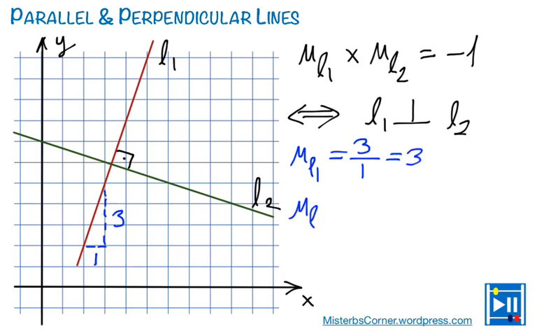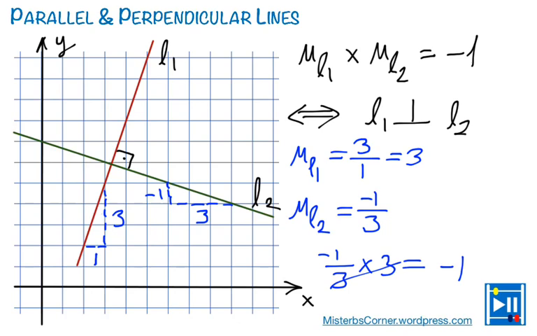Whereas for the gradient of L2, the change in y is negative 1, whereas the change in x is 3. So that's going to be minus 1 over 3, right? So if I multiply these, minus 1 over 3 times 3, I end up with minus 1. So yes, the rule works. Or, in other words, L1 and L2 are perpendicular.